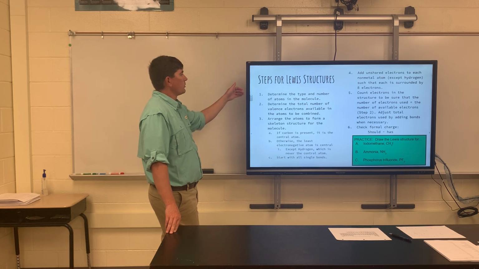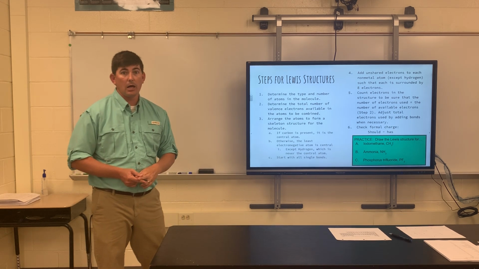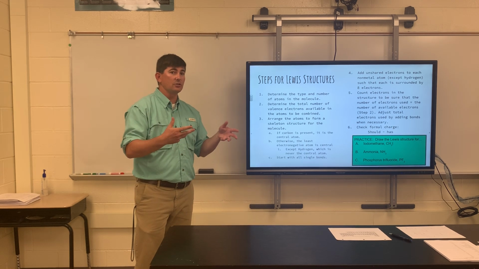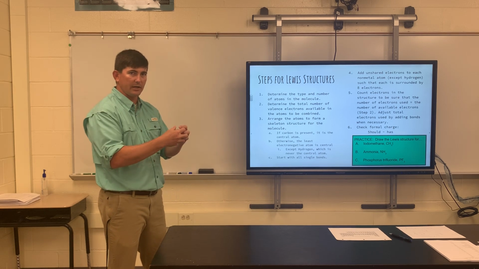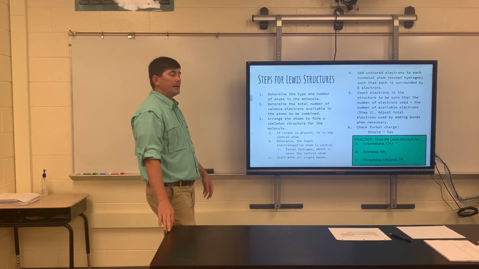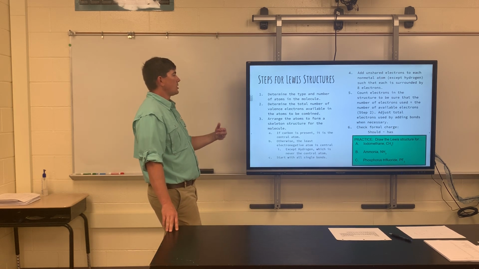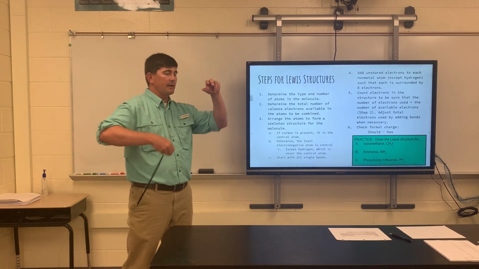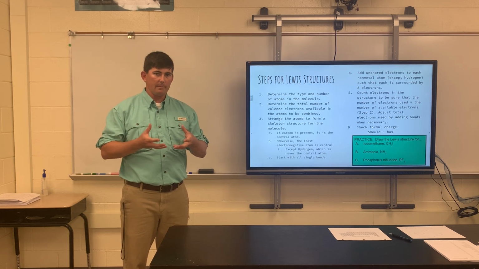Number 1, the first thing we want to do is determine the type and the number of atoms in the molecule. Okay, what type of atoms are we dealing with? How many of each of those atoms are we dealing with that's in that structure, that's in that molecule, that's bonded together? Okay. Second thing we want to do is determine the total number of valence electrons available in the atoms to be combined. So how many valence electrons in total am I working with?